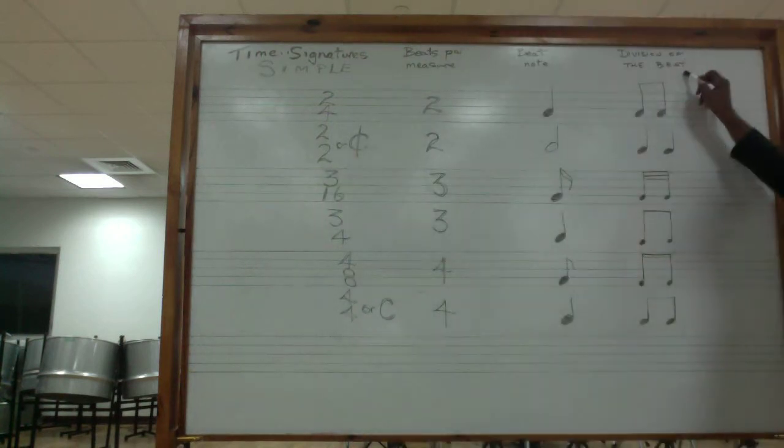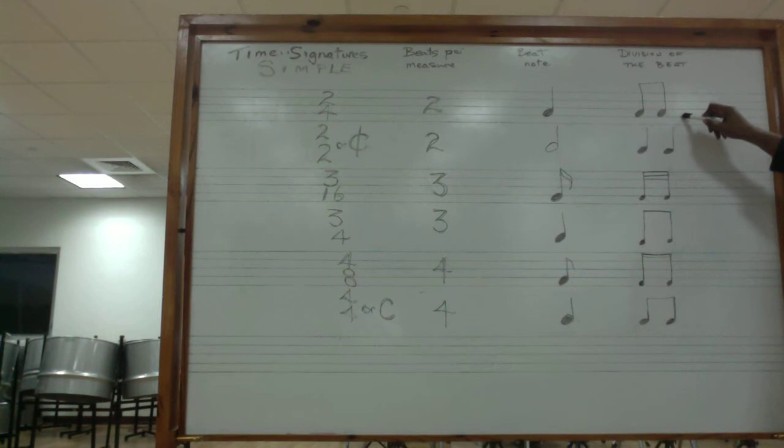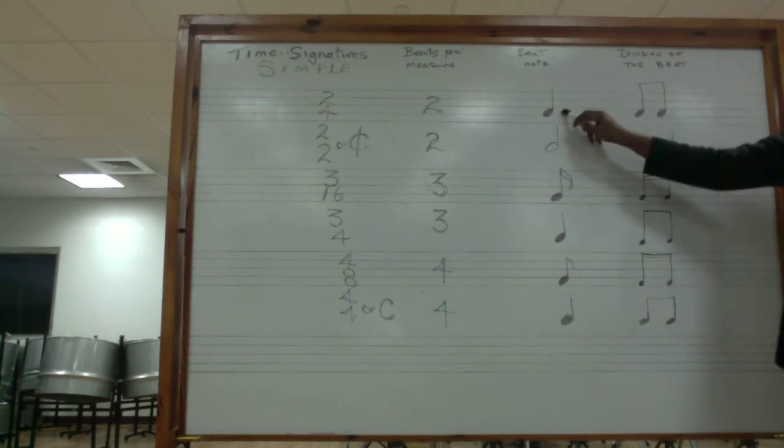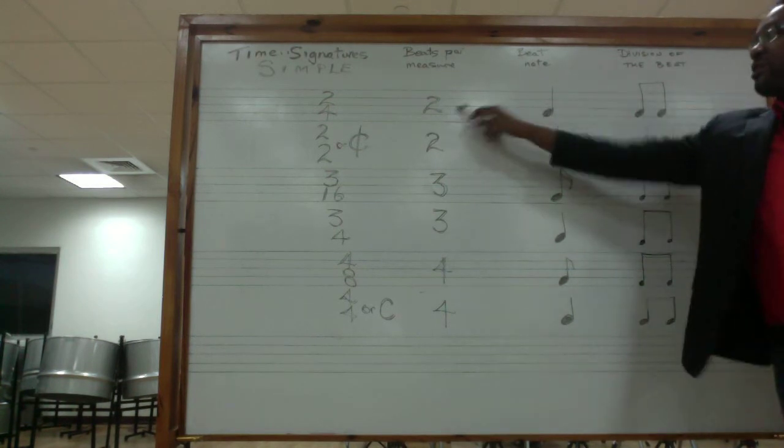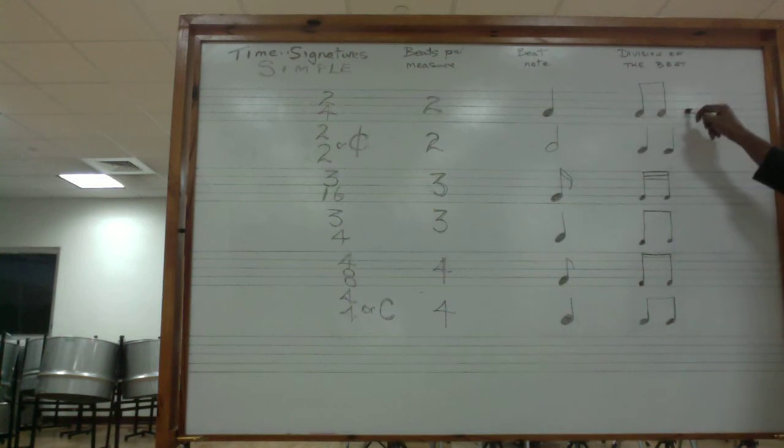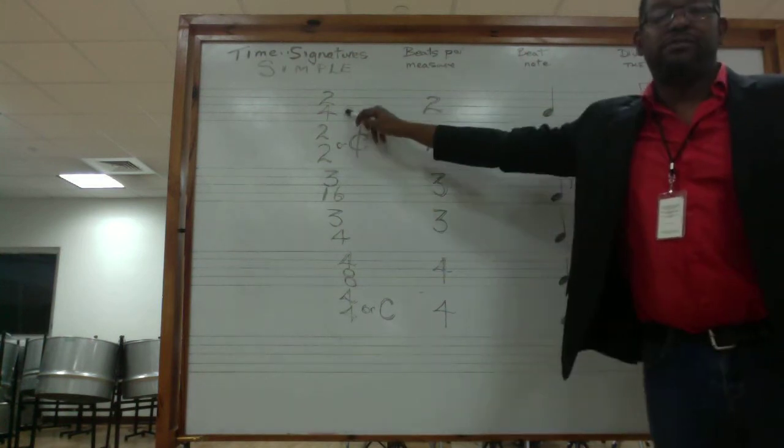If you divide the beat, we're going to get 2 eighth notes, 2 quavers. Beat note is a crotchet. 2 crotchet beat notes, they can be divided into 2 quavers. And that's our 2/4 simple time.